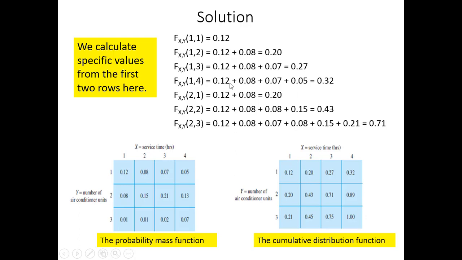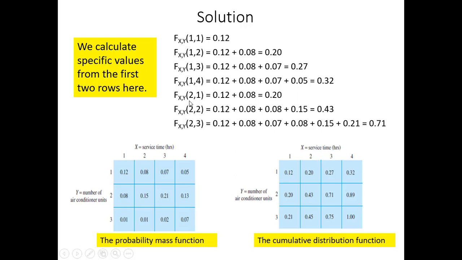Okay. The cumulative distribution F(1,3). Again, we must stay in the first row, so I get the sum of the first 3 items. And the cumulative for F(1,4), now I'm looking at the sum of all the items in the first row, we get 0.32.